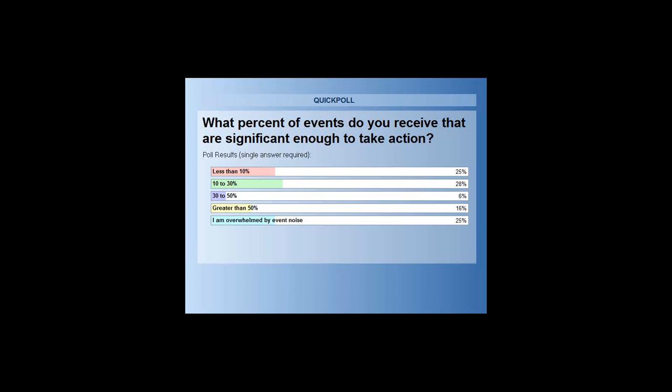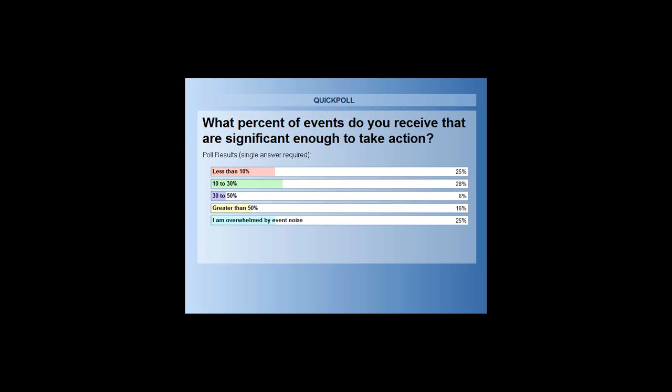Interesting. So what percentage of events do you receive that are significant enough to take action? We have 28% in first place at 10 to 30%. And then right in back of that is less than 10% at 25%. Then greater than 50% is 16% of the audience, and we have 6% at 30 to 50. I am overwhelmed by event noise. Very common, 25%. So, Sancha, any comments on that?